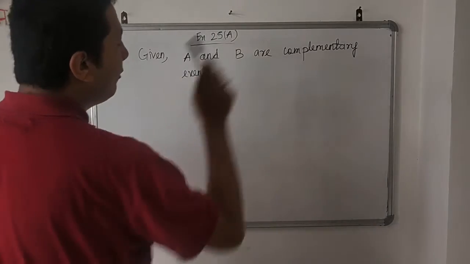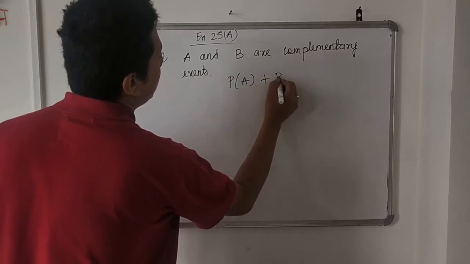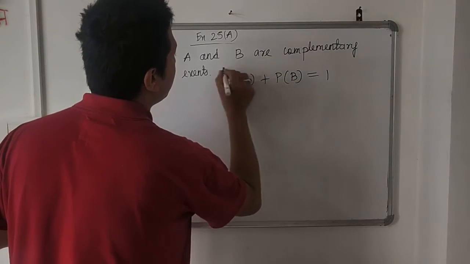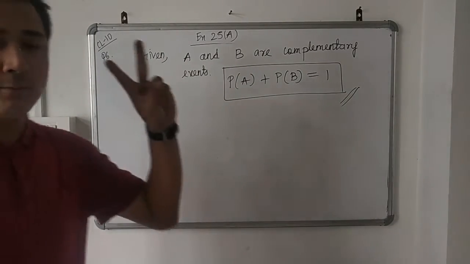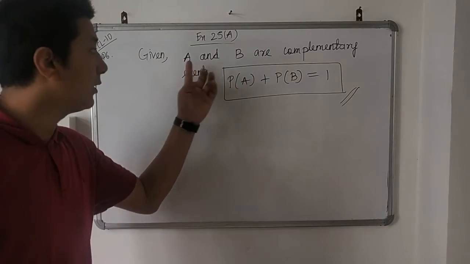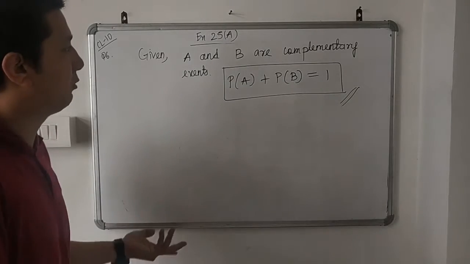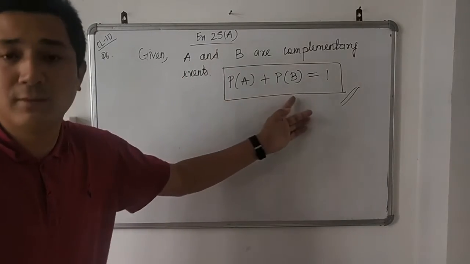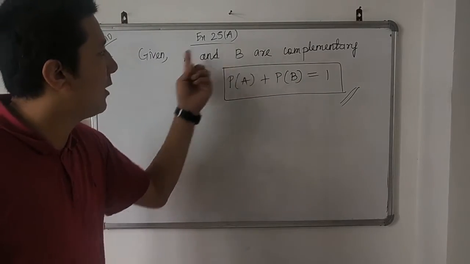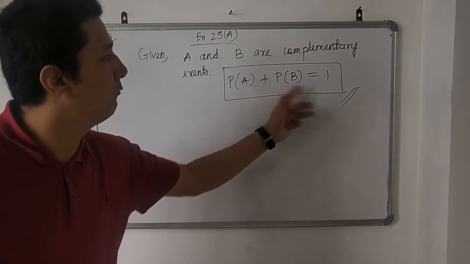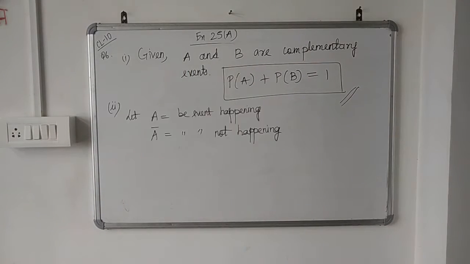If A and B are two complementary events, then probability of A plus probability of B will always be equal to 1. So if two complementary events are there, then the sum of their probabilities will always be equal to 1. Hence the relation between probability of A and probability of B, where A and B are complementary events, is that the sum will always be equal to 1. So this is question number 6. Please pause the video, note it down.